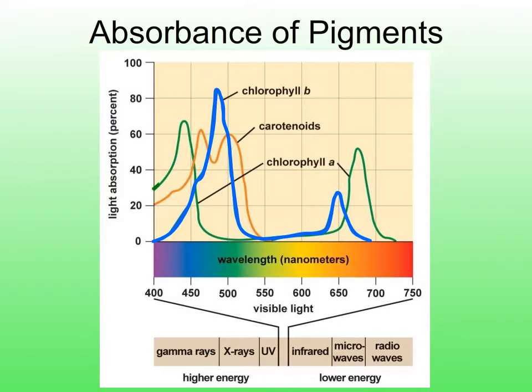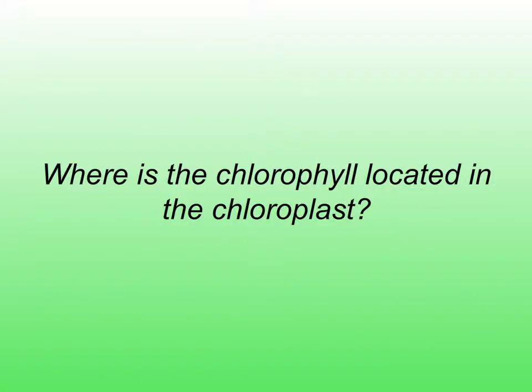Chlorophyll, the blue and green curves, strongly absorbs violet, blue, and red light. Carotenoids, the orange curve, absorb blue and green wavelengths. Make sure you know how to read this diagram. Where were these pigments located? Yes, the thylakoid membrane.